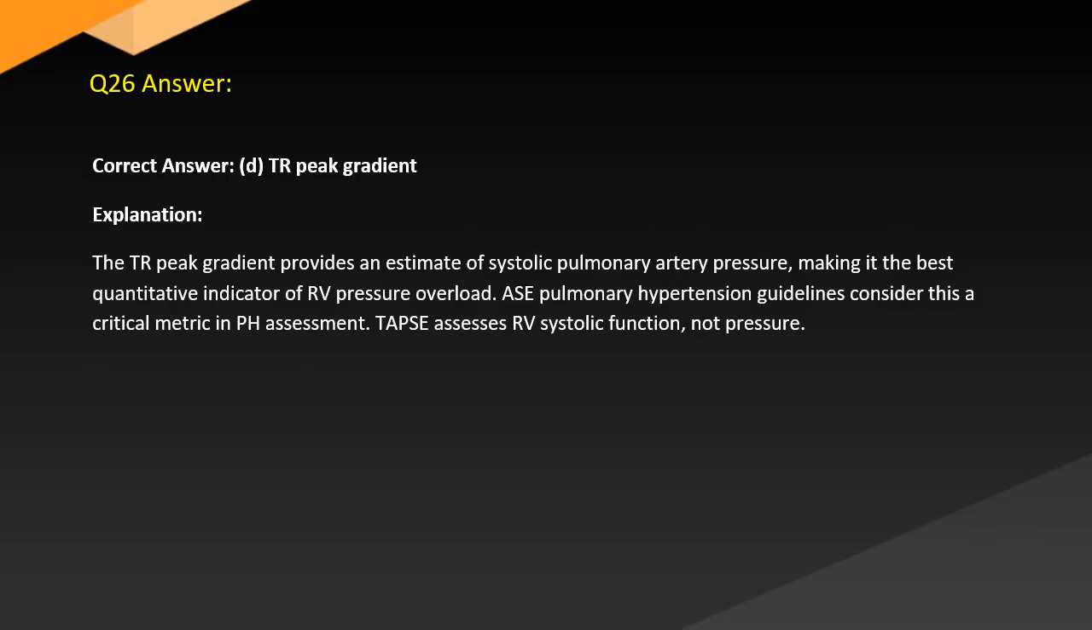Answer. Correct answer. D. Peak gradient. Explanation. The peak gradient provides an estimate of systolic pulmonary artery pressure, making it the best quantitative indicator of RV pressure overload, as pulmonary hypertension guidelines consider this a critical metric in PH assessment. TAPSE assesses RV systolic function, not pressure.